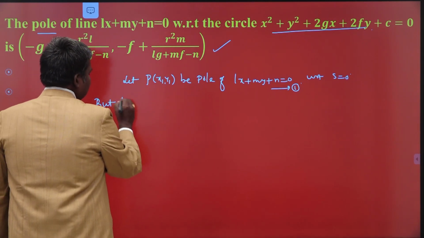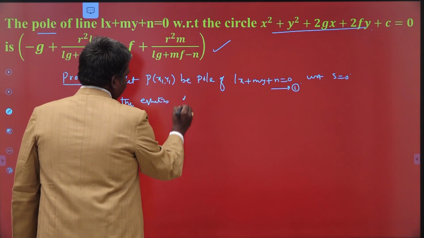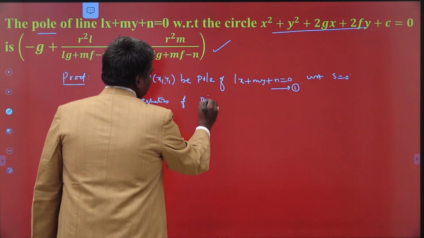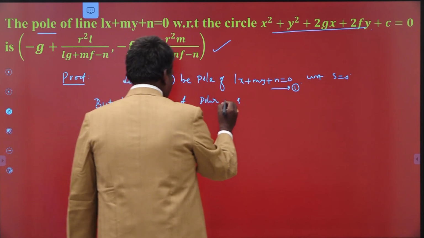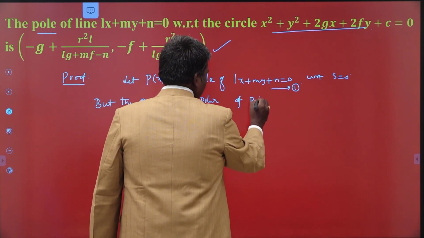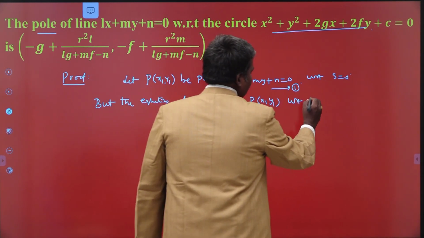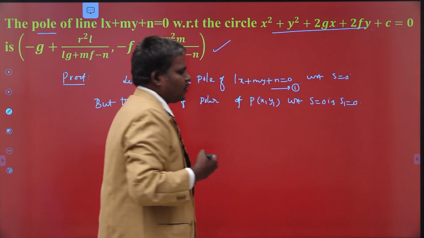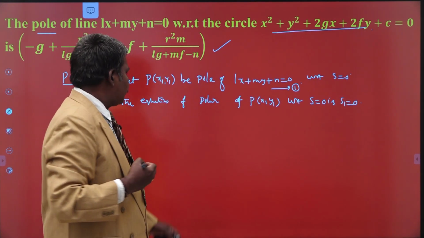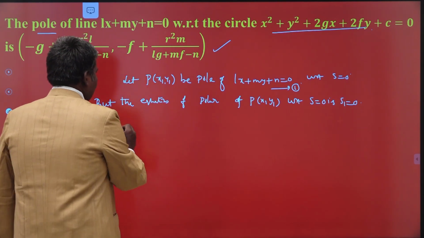but the equation of polar of P(x1, y1) with respect to S equal to 0 is what? S1 equal to 0. Polar of (x1, y1) with respect to the circle is what now? S1 equal to 0. S1 means what?